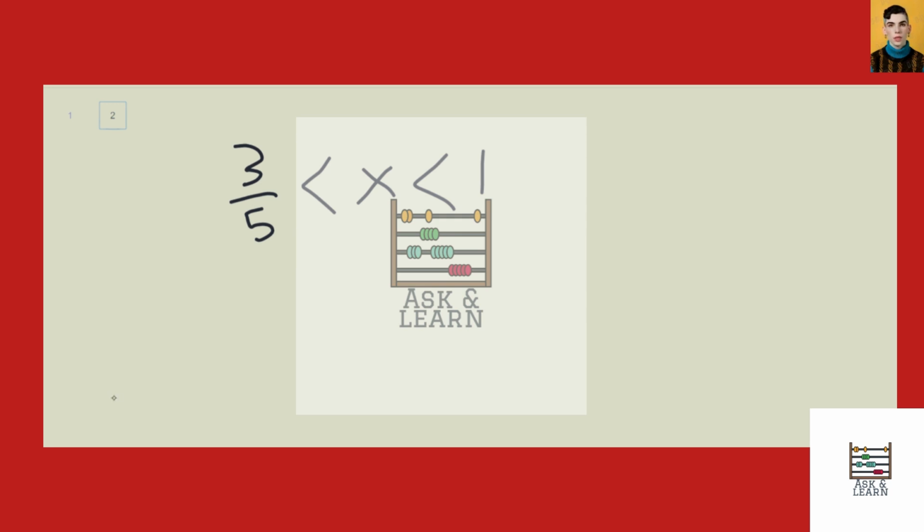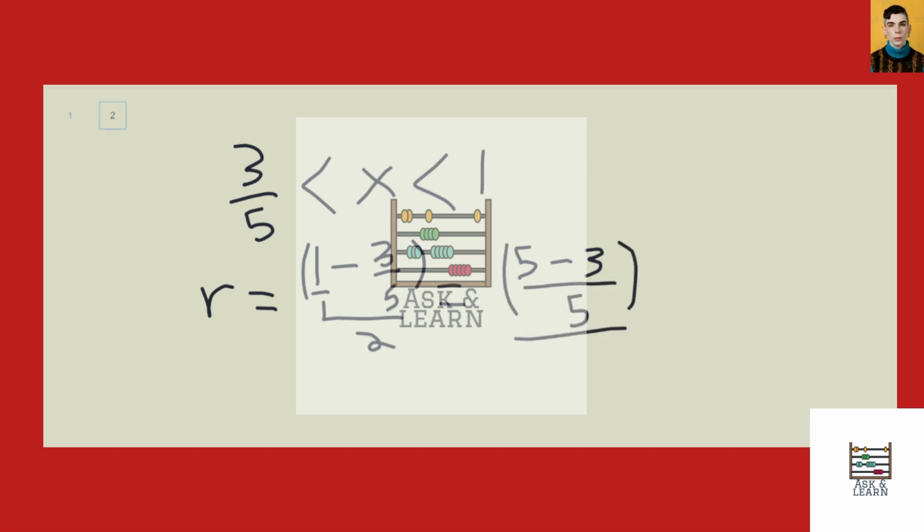Okay, and at this point, we're not yet sure whether or not we include 3 over 5 and whether or not we include 1. So the length of this interval is 1 minus 3 over 5. So the radius of convergence is the length of the interval divided by 2. Okay, so we just do some algebra here. 1 is just 1 over 1, so get a common denominator between these fractions. So this is 5 minus 3 over 5 divided by 2.